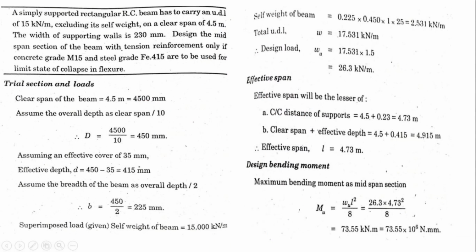A simply supported rectangular RC beam has to carry a UDL of 15 kN per meter excluding its self weight on a clear span of 4.5 meter. The width of supporting walls is 230 mm. Design the midspan section of the beam with tension reinforcement only, if concrete grade M15 and steel grade Fe415 are to be used, for limit state of collapse in flexure.